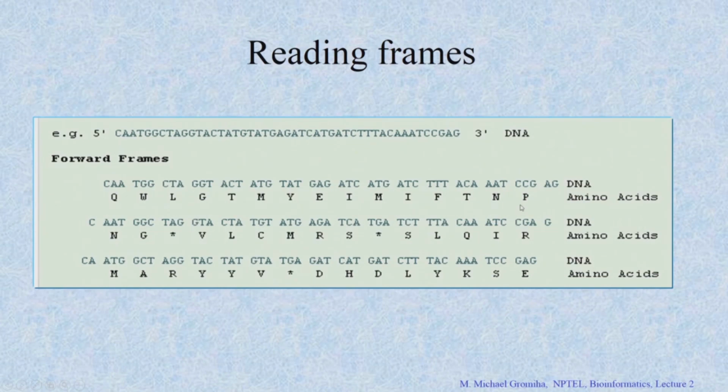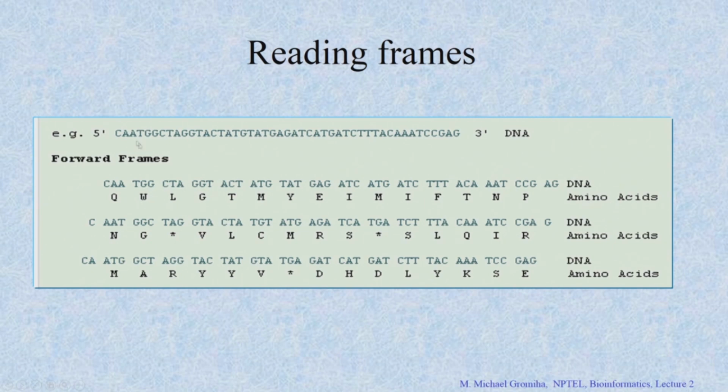So, for each sequence we have 6 reading frames. How to get the 6 reading frames? 3 in the forward direction and 3 in the reverse direction. How to get the 3 in the forward direction? For example, this is a 5 prime to 3 prime DNA sequence. First you cut it into codons of 3 nucleotides, like CAA, TGG, CTA and so on. Now we go with the amino acids: CAA codes for Q, TGG codes for W, and this codes for L. So, you get the amino acid sequence; this is one.